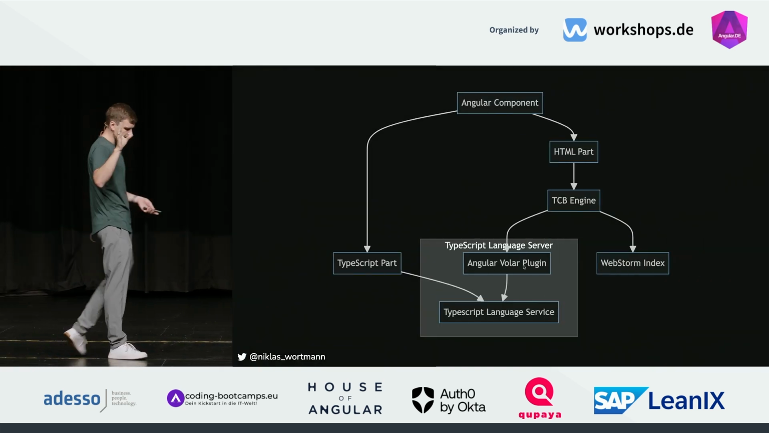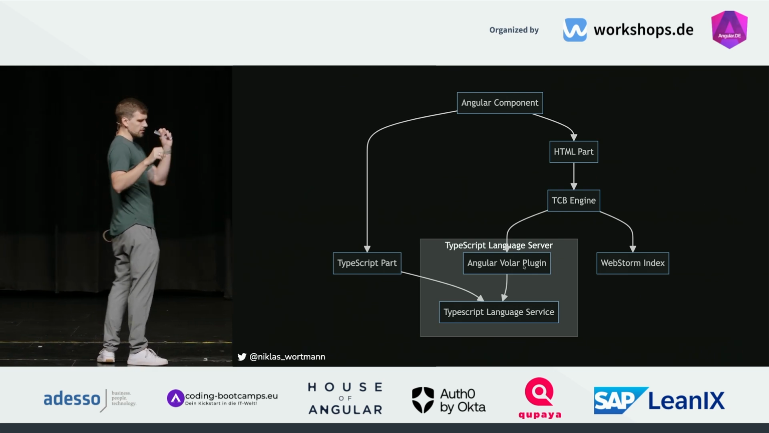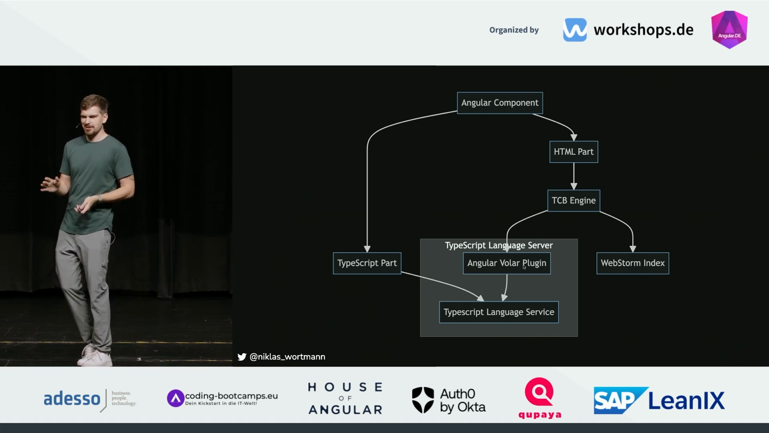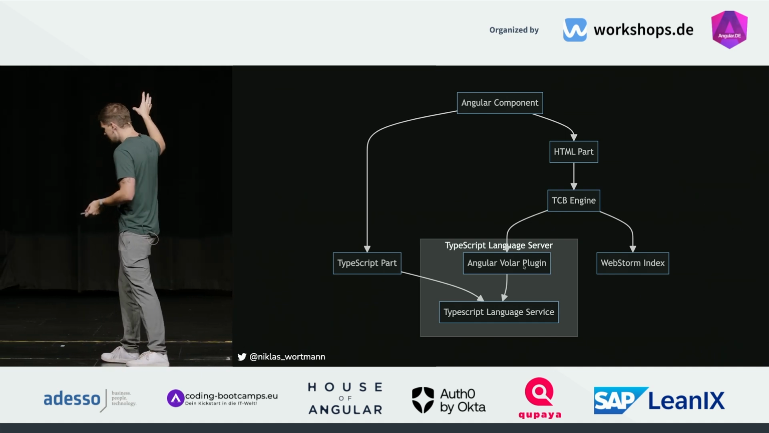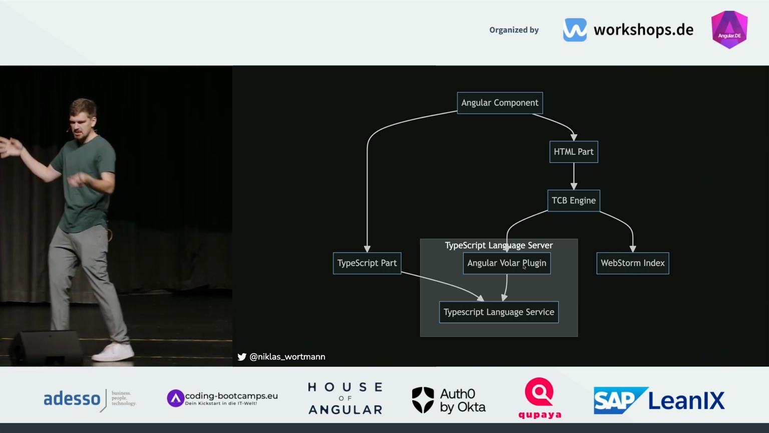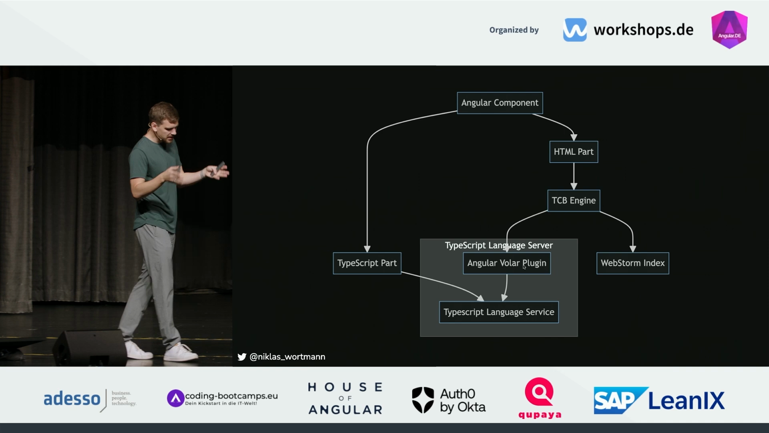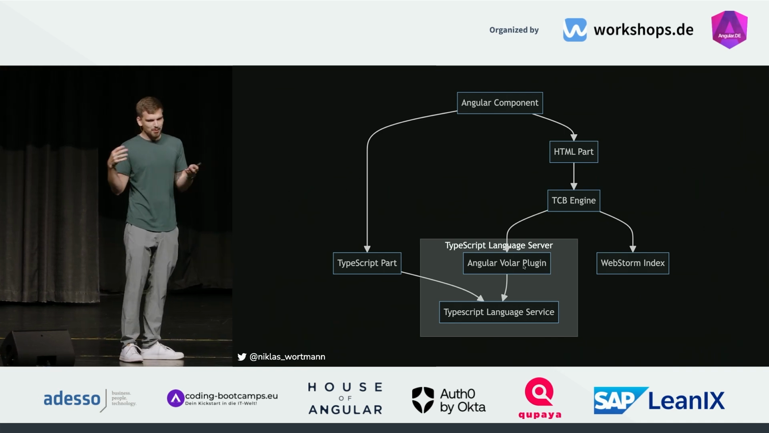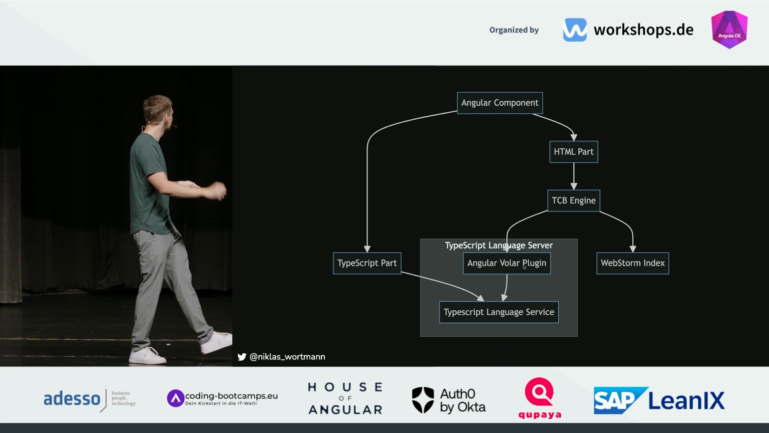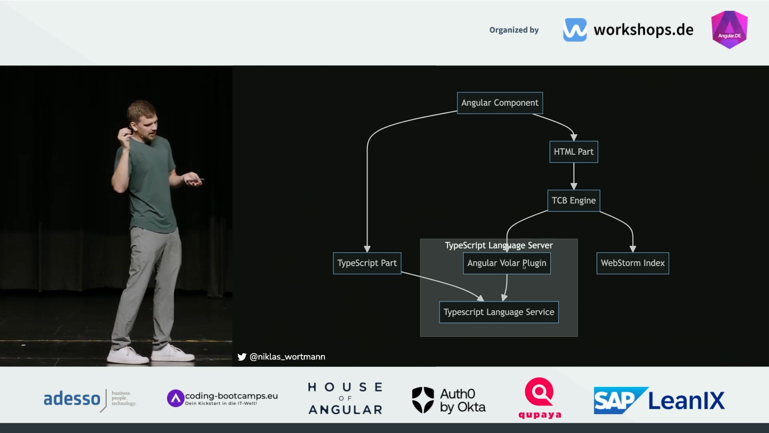So if you're now using an Angular component in WebStorm, it looks for the TypeScript part and the HTML part. The CSS part is not really relevant for this. For the TypeScript part, it just throws this at the TypeScript language server. You get IntelliSense, easy peasy. For the HTML part, we throw this into our own TCB engine, which is pretty much copy-pasted from Angular into Kotlin. And from there on, we throw that at Volar.